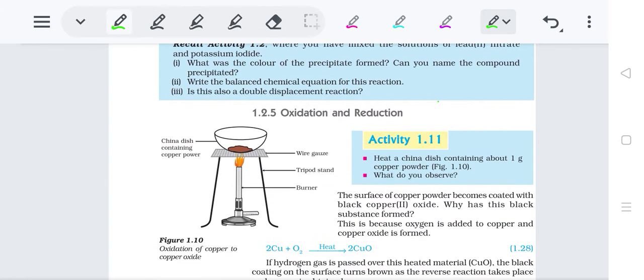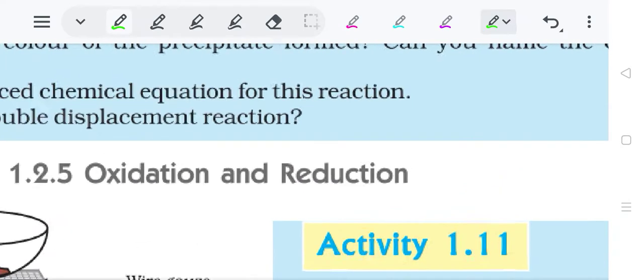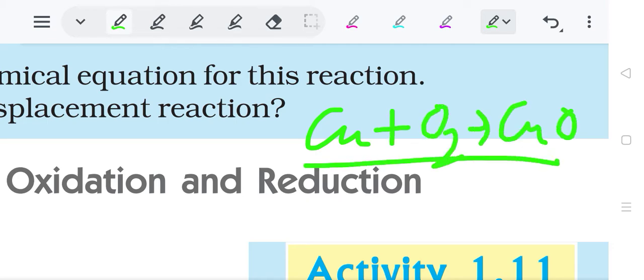Okay. Then we have our last type of reaction. Finally, that is oxidation and reduction reactions. So I have a china dish containing copper, wire gauze, tripod stand, and burner. So this is oxidation of copper. So this is copper, and when I am adding oxygen, it will form copper oxide. So this is oxidation.